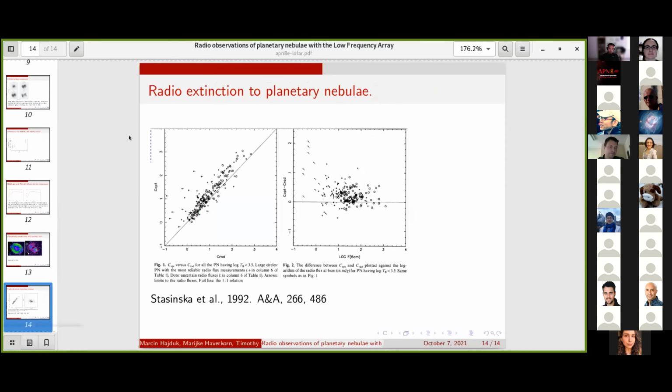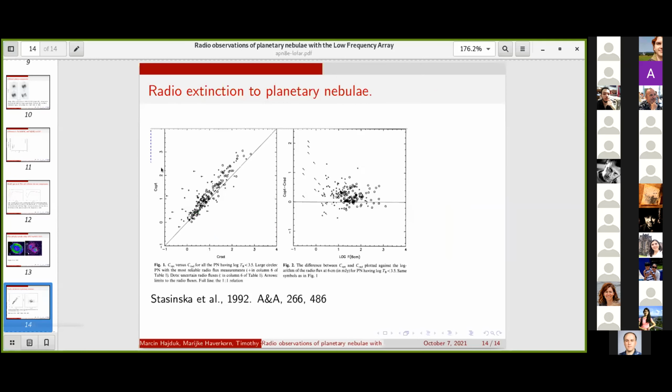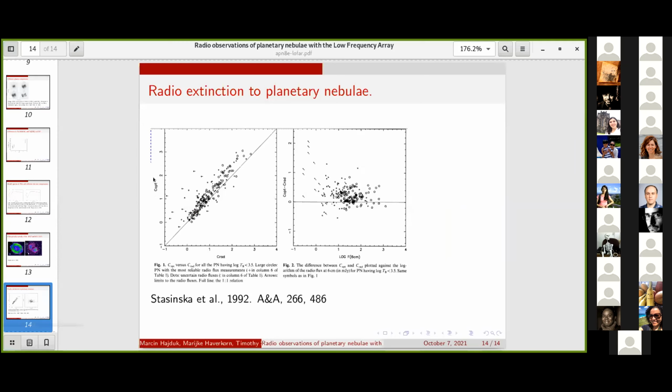And also the fact that we observe much lower electron temperature in radio observations may affect all the research in which we use radio observations of planetary nebulae. For example, we observe the discrepancy between extinction derived from the H alpha to H beta ratio and extinction derived from the radio to H beta ratio.